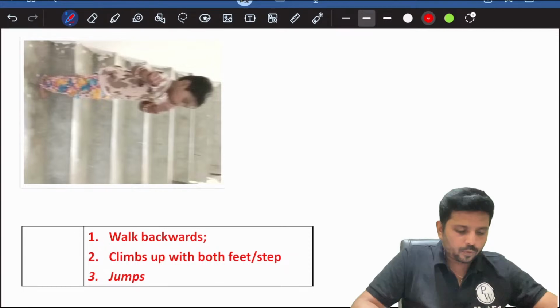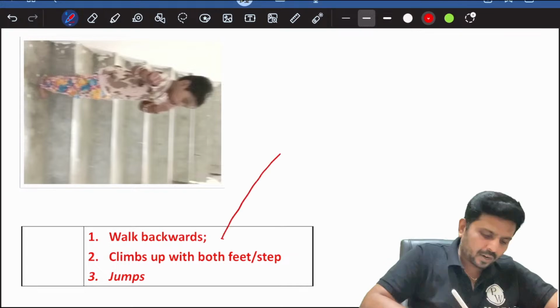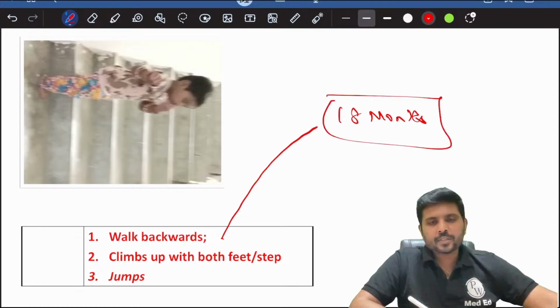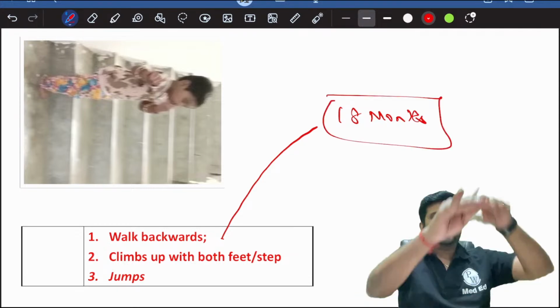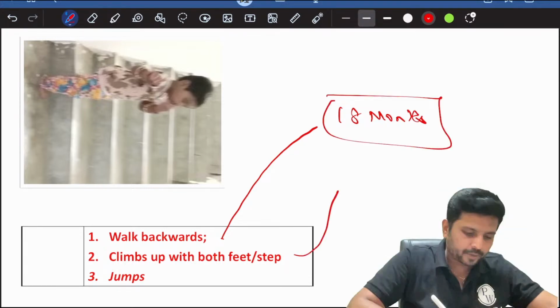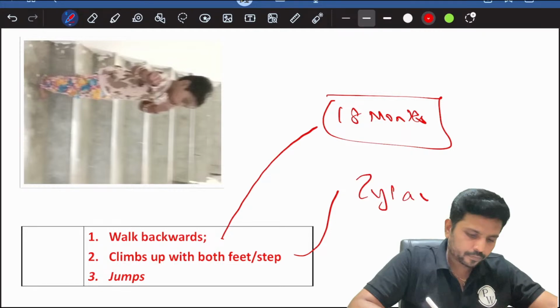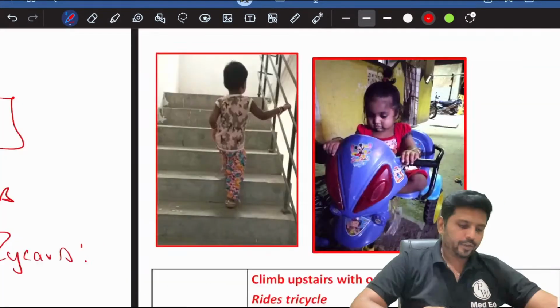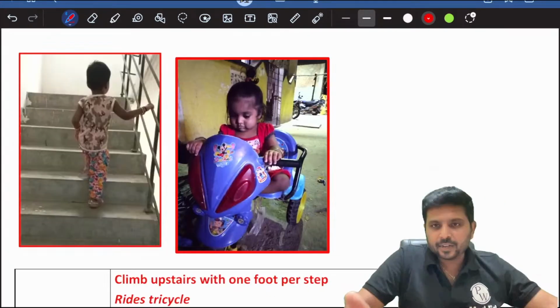Okay, now look at this. Walk backwards, 18 months. Climbs up using both feet per step usually occurs by 2 years. Jumping usually occurs by 2 years. So this is rapid revision, boss.